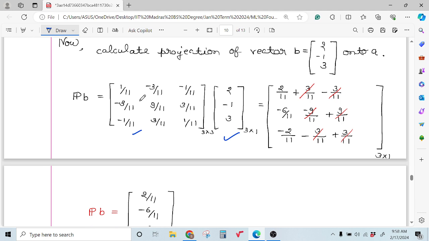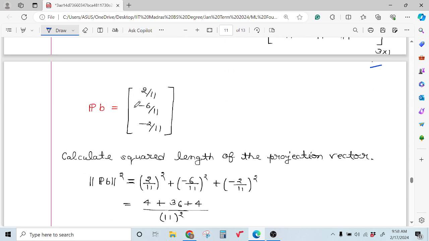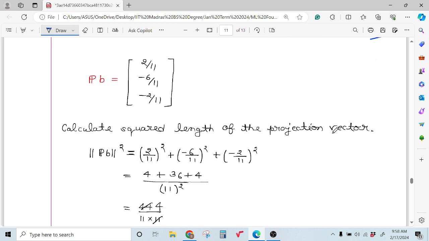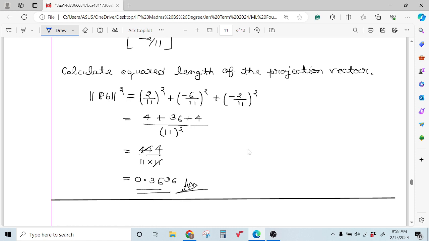This is a 3 cross 1 matrix, and this is a 3 cross 1 matrix, so the final matrix will be 3 cross 1. So PB is 2 by 11, minus 6 by 11, minus 2 by 11. Now calculate the squared length of the projection vector: 2 by 11 squared plus minus 6 by 11 squared plus minus 2 by 11 squared. So the final answer is 0.3636.